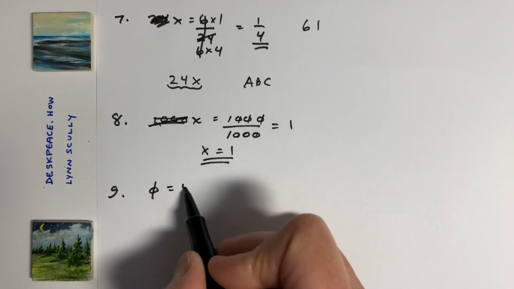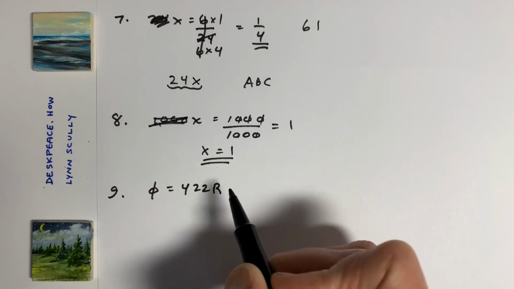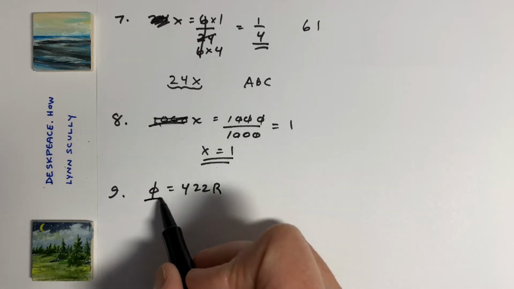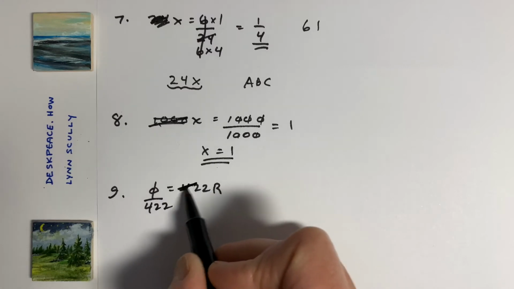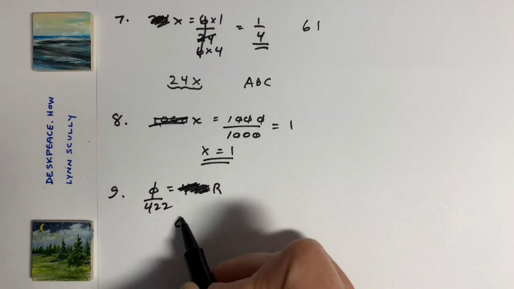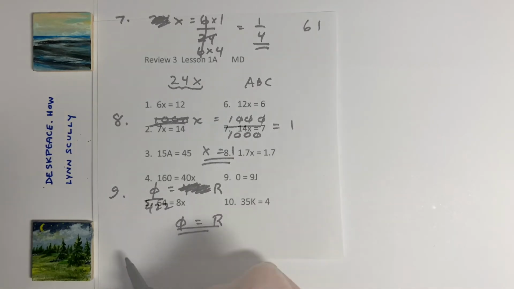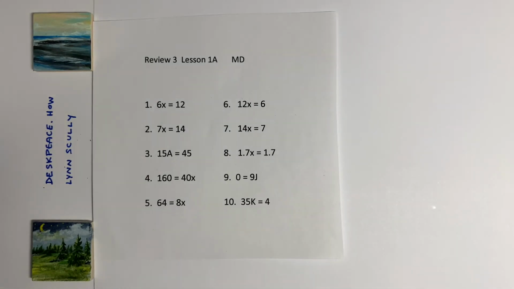Number 9, 0 equals 422r. I want to get the r alone. The 422 is attached by multiplication. Move it by division to the other side of the equal sign. And I get 0 equals r. Let's see, Lesson 1A, review number 3.